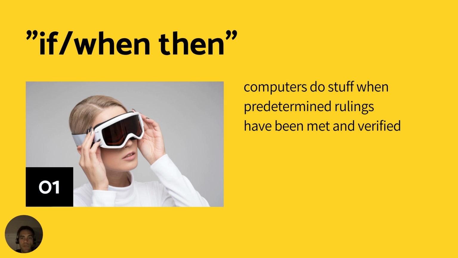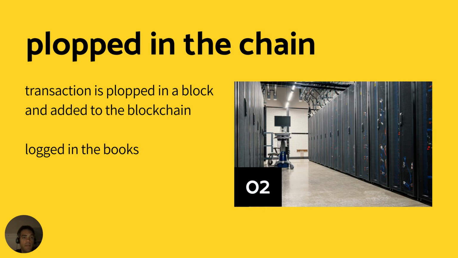So those rules are written. The green light says go. And at that point in time, everything is checked and balanced. And if it is clear and everything is validated and everything worked out, then we move on in the entire process. But as soon as all that happens, it's instantly plopped in a block and added to the chain.